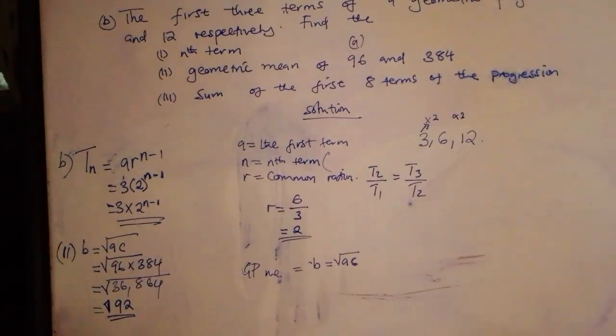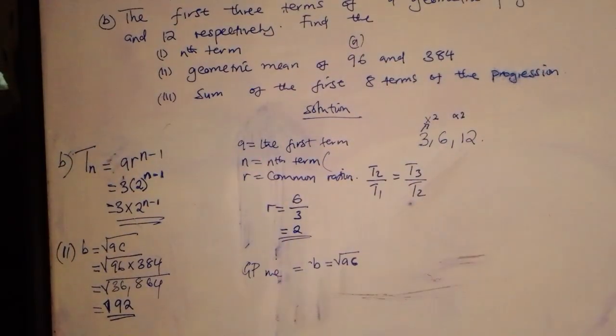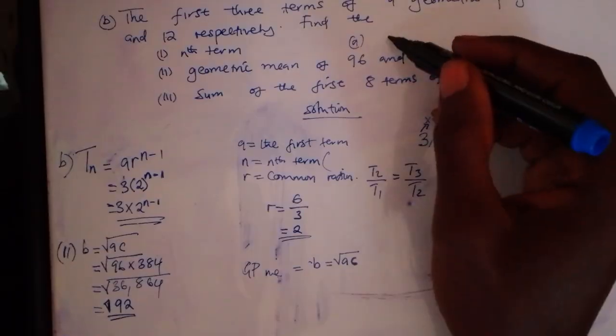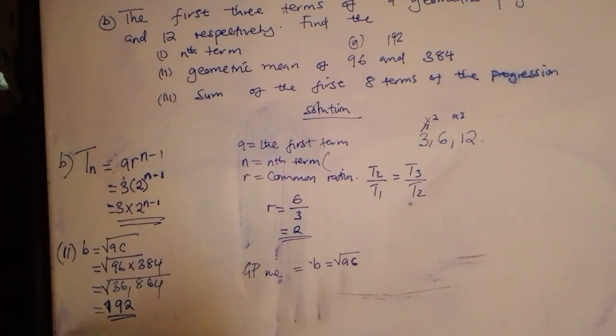And you can prove this by looking at the numbers which have been given, 96 and 384. We say that a geometric mean is a number which is in between two numbers. So if you check 192, of course, it is between what? 96 and 384. So moving on to our final question, which is asking us to calculate the sum of the first 8 terms. So how can we calculate the sum of the first 8 terms?